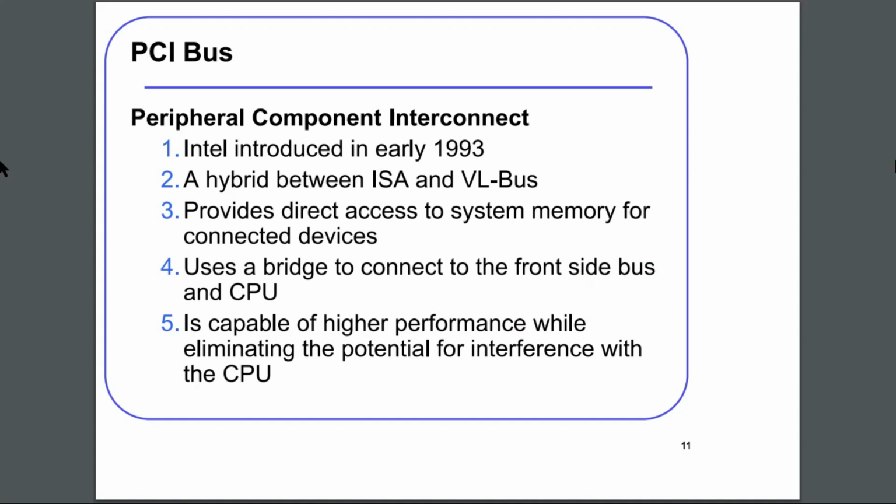In this slide we can check the Peripheral Component Interconnect, PCI, bus structure. Intel introduced this bus structure in the early 1990s, a hybrid between ISA and VL bus. It provides direct access to system memory for connected devices, uses a bridge to connect to the front side bus and CPU, and is capable of higher performance while eliminating the potential for interference with the CPU.